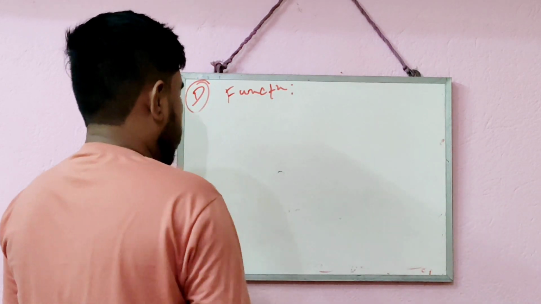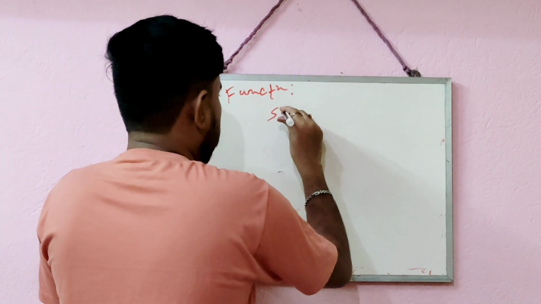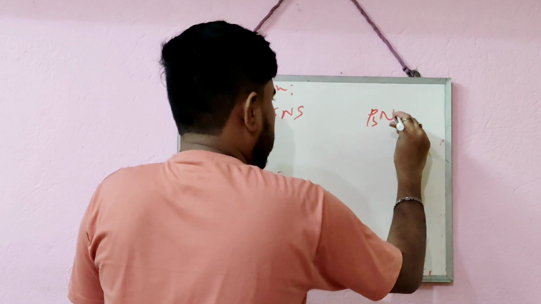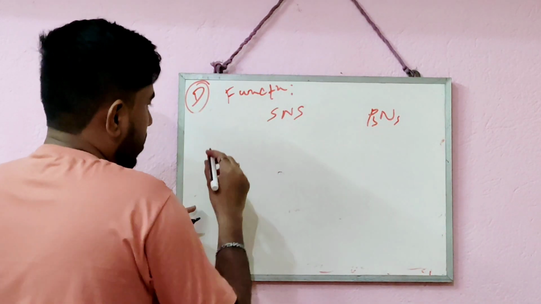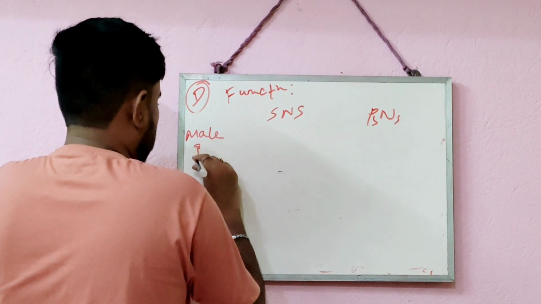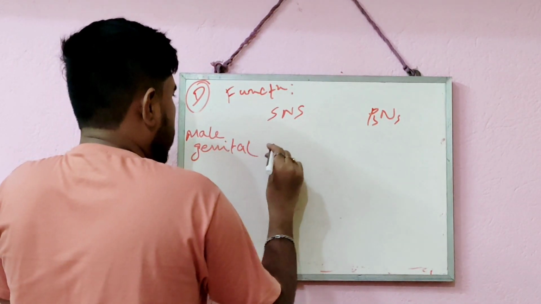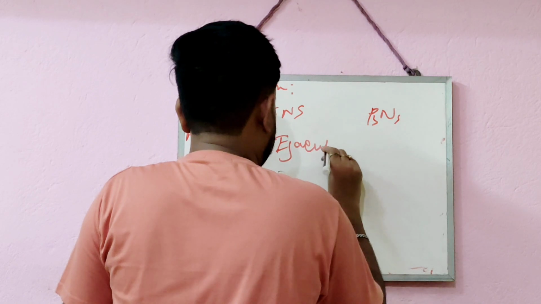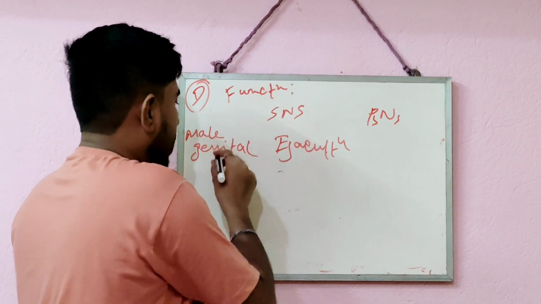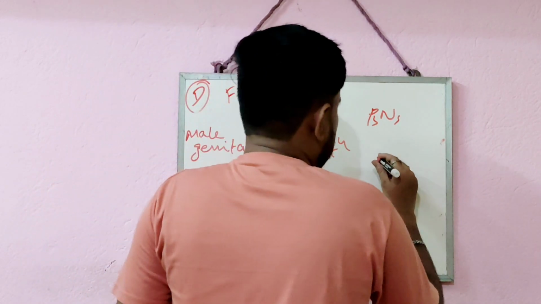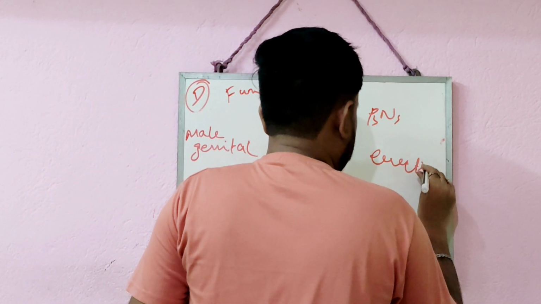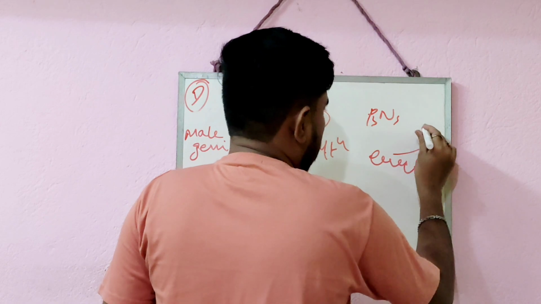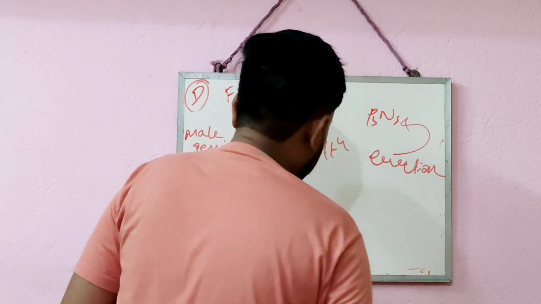So now we discussed the effect of SNS and PNS in the eye and bronchial muscle, and there are different organs also where the sympathetic and parasympathetic nervous systems show their action. The third one is the male genital. In the male genital, generally the sympathetic nervous system helps in ejaculation, and in the parasympathetic nervous system, the male genital generally does erection. So penile ejaculation is controlled by the sympathetic nervous system, and penile erection is controlled by the parasympathetic nervous system.